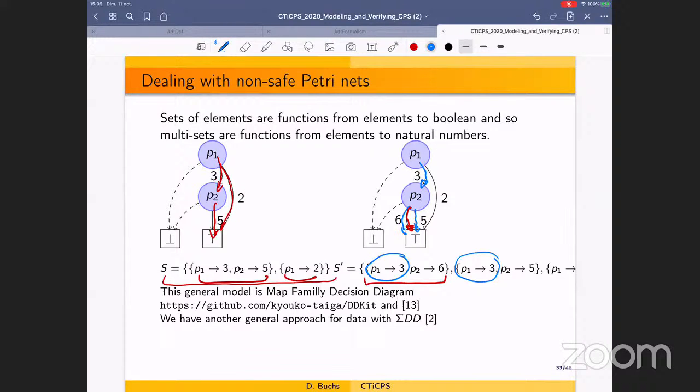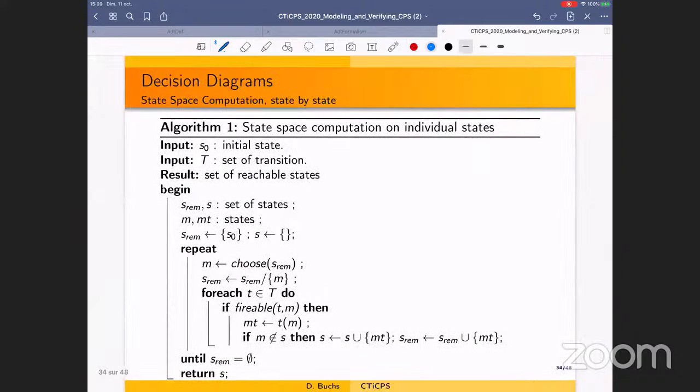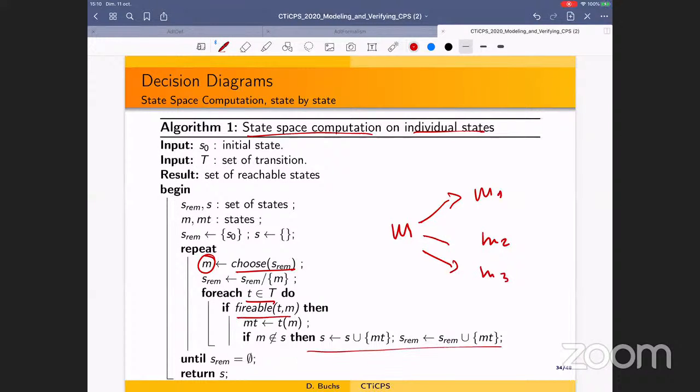So the idea would be not to decompose when we are, for instance, looking at the state space of a Petri net. This is the algorithm of state space computation for individual states. What we are doing, in general, we are choosing a state, and from this state, we are trying to apply all transitions to compute the resulting state. This is the technique that is used. So if it is fireable, then we compute the next state.